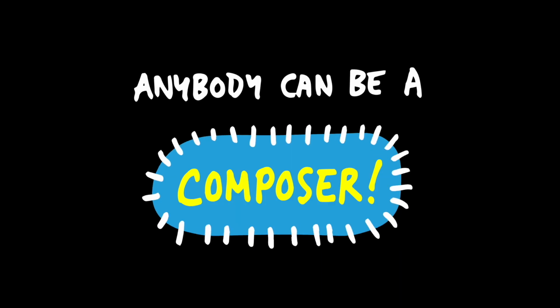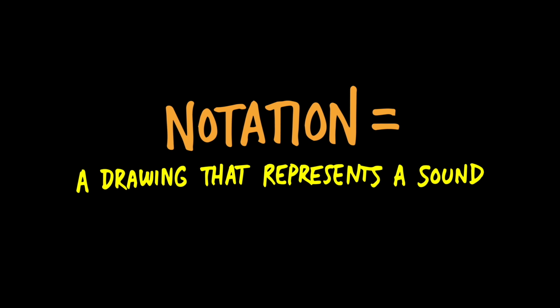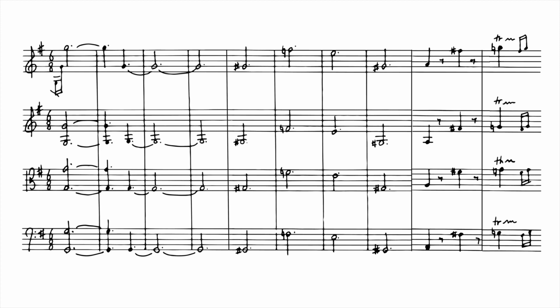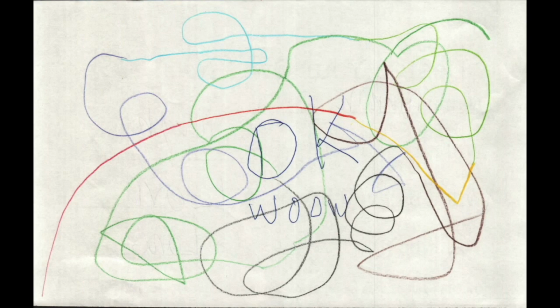And my favorite thing is anyone can do it. Including you. When I'm composing music, I often use something called notation to help me remember the sounds I like so I don't forget them. Notation is a fancy word for a drawing that represents a sound. Notation can look like just about anything, from dots and lines that mean very specific things, to unusual shapes, to scribble-scrabble. It's up to the composer to decide what that notation is.